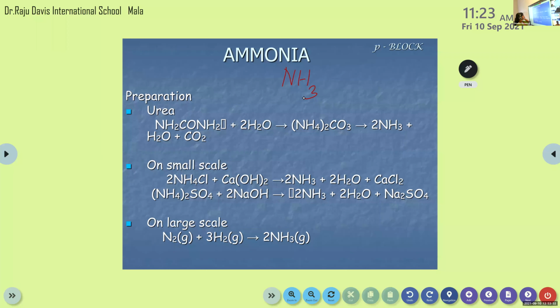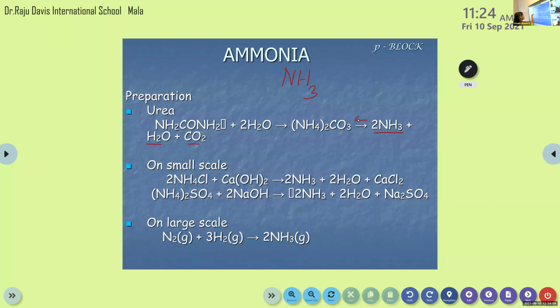The first method of preparation is from urea. The chemical formula of urea is NH2CONH2. It reacts with water to form (NH4)2CO3, ammonium carbonate. Then it is converted to ammonia, water, and carbon dioxide. Here this reaction is a reversible reaction.